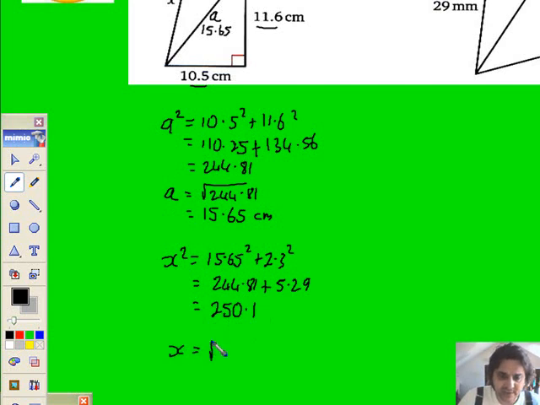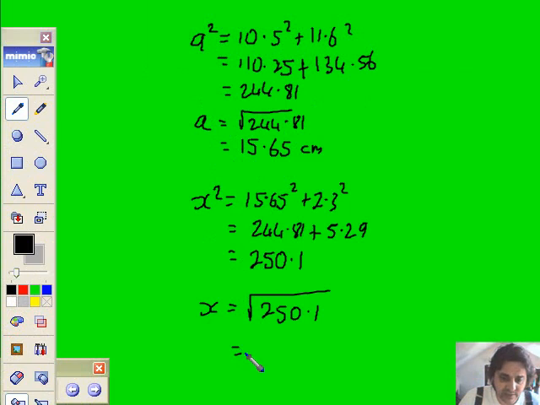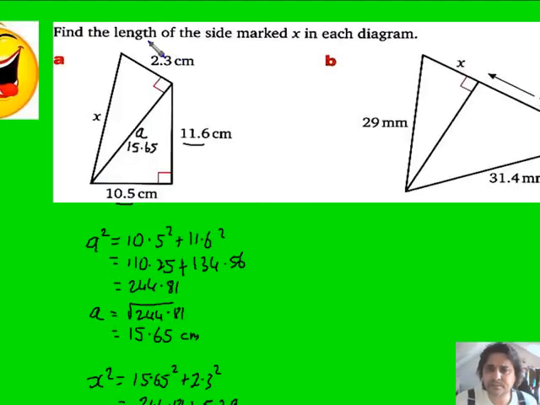To get X on its own, just hit that square root button. Again, don't bother cancelling on your calculator, just hit the square root button now. Bam. Now equals 15.8. So X is 15.8 centimetres. Done. That's that one.